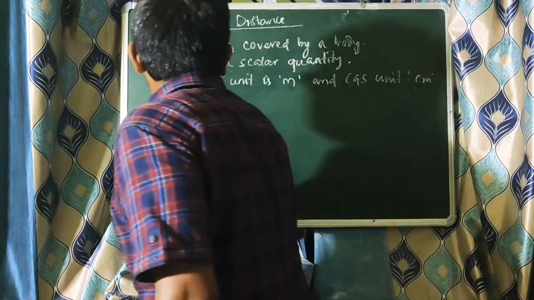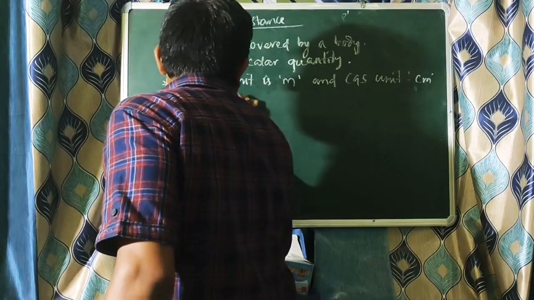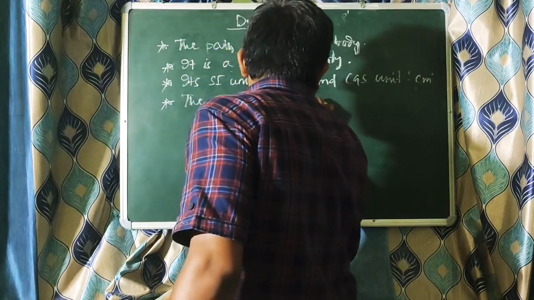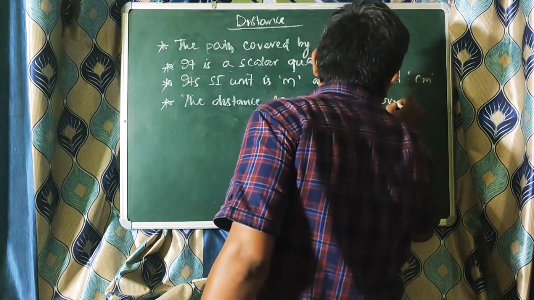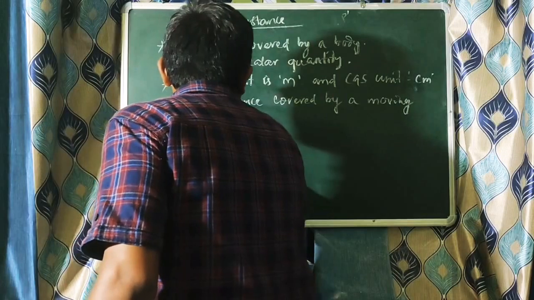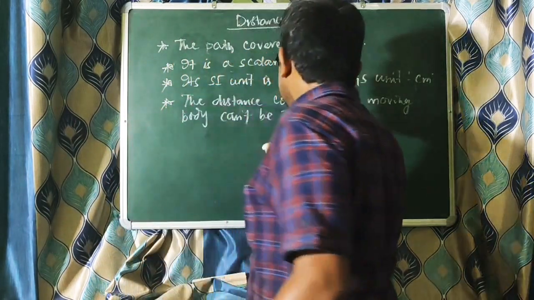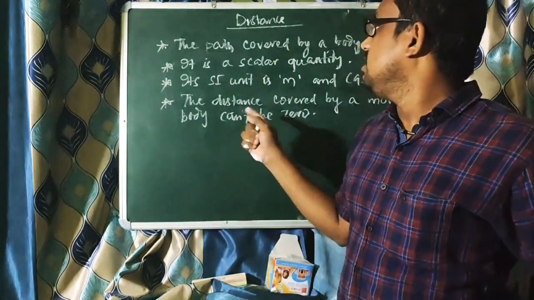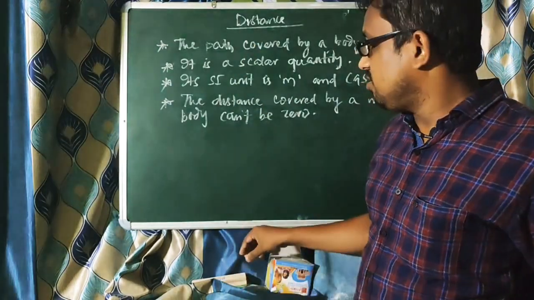Now, the distance covered by a moving body cannot be zero. That means if a body moves, the distance will be covered by the body and the distance cannot be zero. So this is the distance. Let us go to displacement.